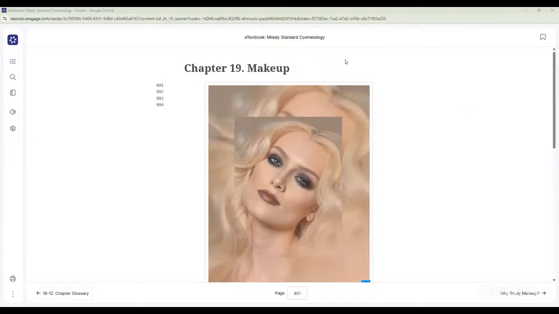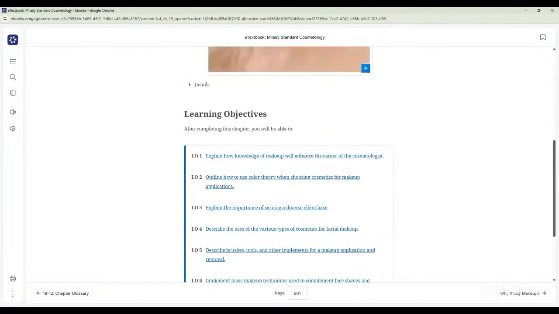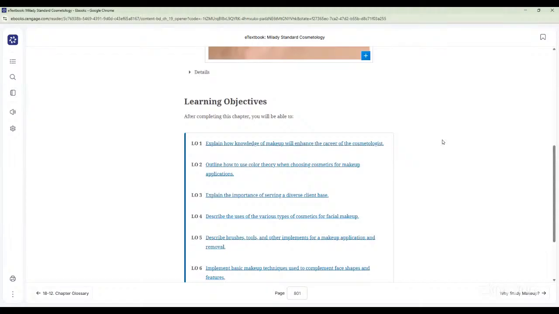So let's go in with our makeup, and then we'll proceed to look at some of the objectives for this particular chapter. You're going to explain how knowledge of makeup will enhance the career of the cosmetologist. So although your main focus is going to be hair of some sort, we also will bring in the career components of how to enhance. We already did that with introducing facials, introducing makeup, and next we will be introducing nails.